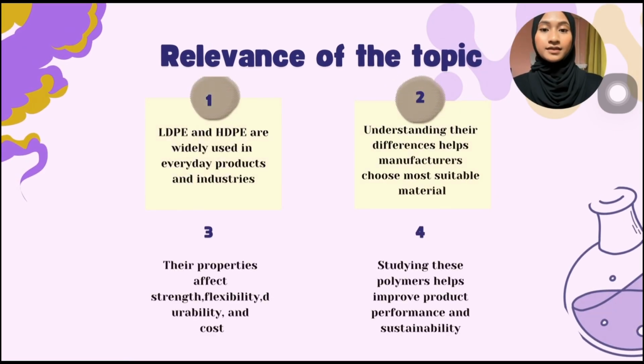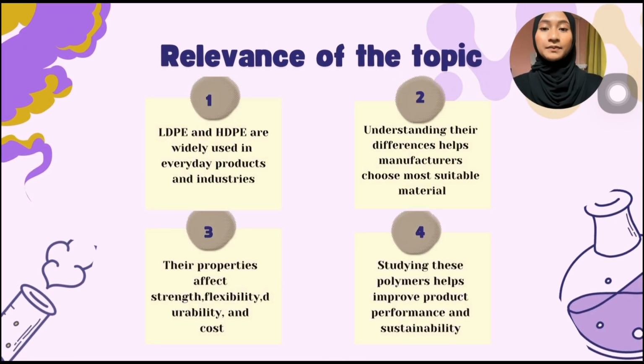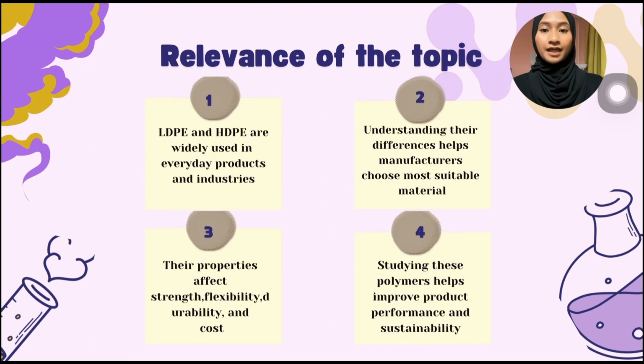Now, let's look at why this topic is important. First, LDPE and HDPE are widely used in many daily products and industrial applications, so understanding them is very relevant. Second, by understanding the differences between LDPE and HDPE, manufacturers can choose the most suitable material for specific uses. Third, their properties directly affect product performance, flexibility, durability, and cost. Lastly, studying these polymers also helps improve product quality and support sustainability, especially in terms of material efficiency.